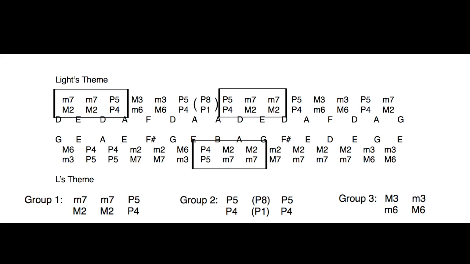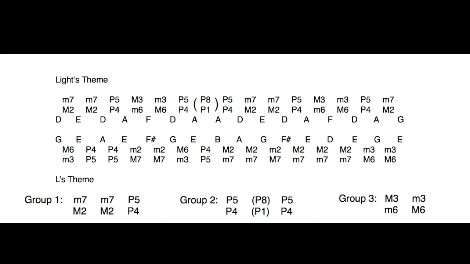After that, there's an interval, and then it goes straight into a retrograde version of interval group 1. Retrograde basically means played in reverse order. And that looks like perfect 5th or perfect 4th, minor 7th or major 2nd, minor 7th or major 2nd. This is so sick, honestly, because it may not seem like it should, but it actually has a really strong sounding connection to the original Group 1 we see in Light's theme. Lastly, L's theme ends with Group 3 after the descending line with minor third, major sixth, minor third, major sixth.